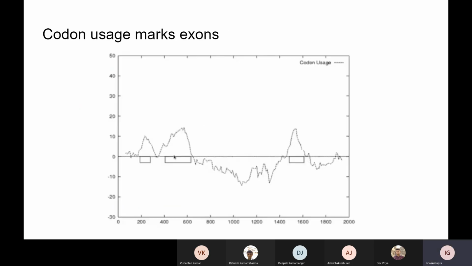So how does this look? If I plot a gene, and these rectangles are exons, you can essentially see that whenever you have an exon, you have an increased codon bias or increased codon usage. Can you come up with a quick algorithm to test the codon usage in a particular DNA stretch? Can you tell me the steps for this?